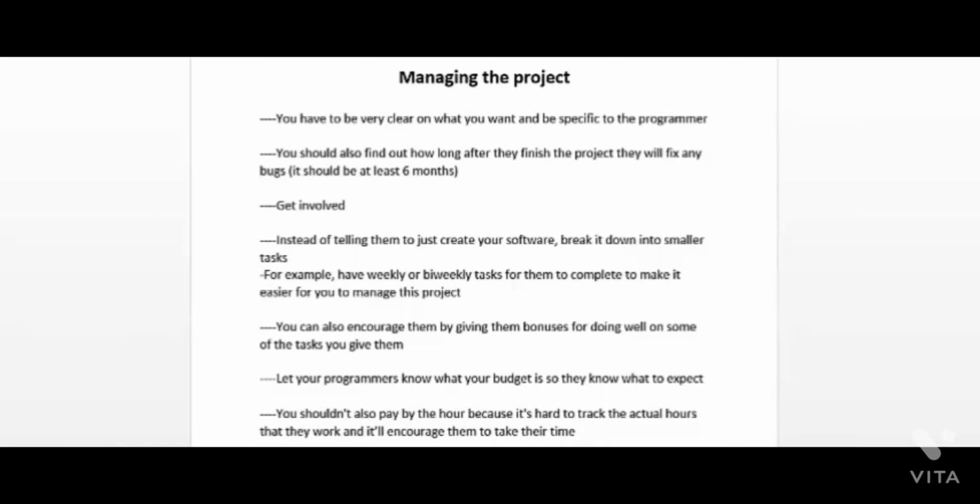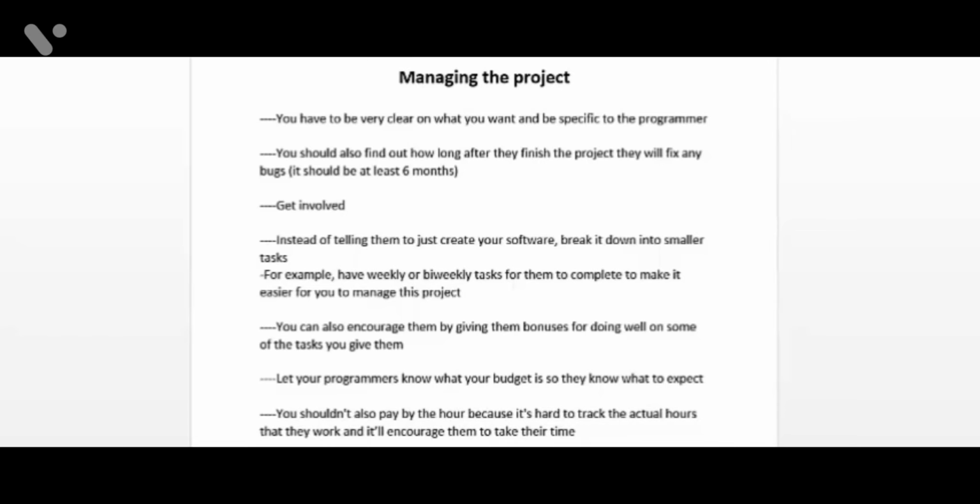Another thing you want to do when you're creating a software product is not to just outsource everything to the programmer and then just be hands off. I mean, you really have to get involved and get your hands dirty if you really want this to be a successful software product.